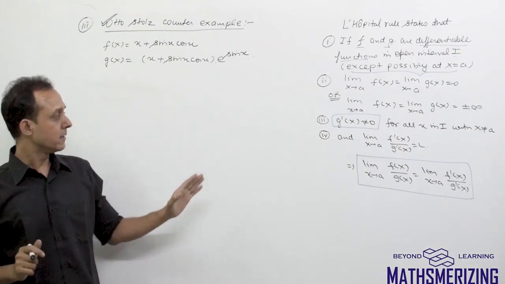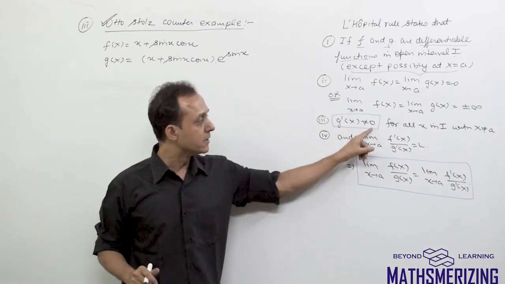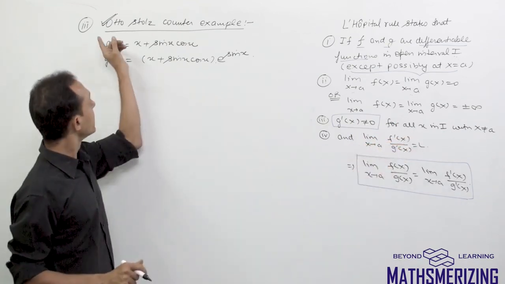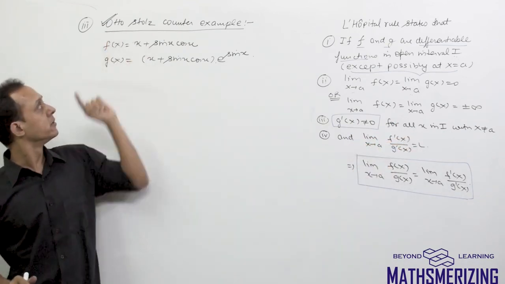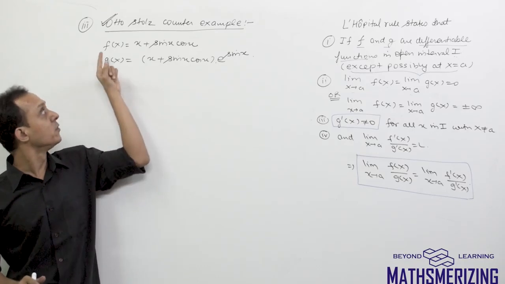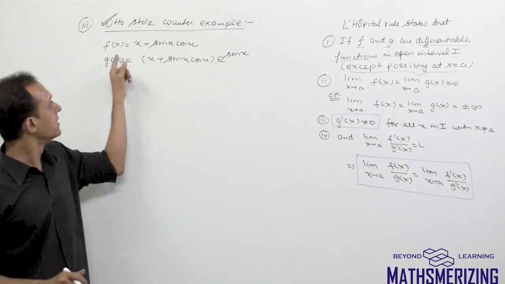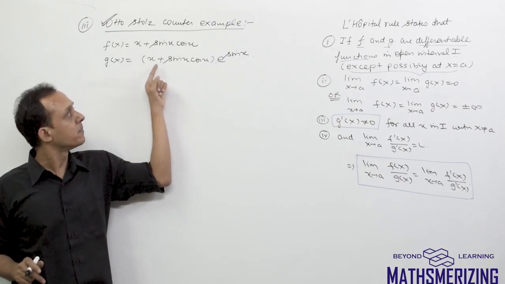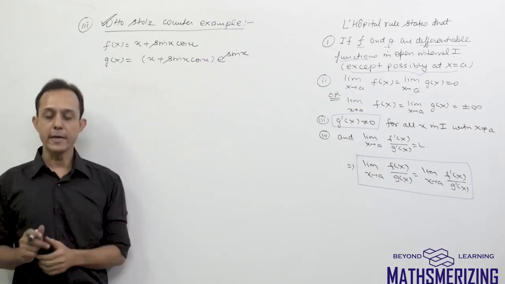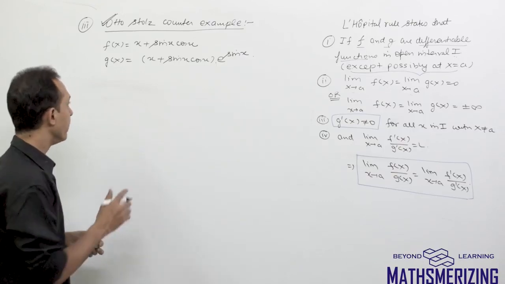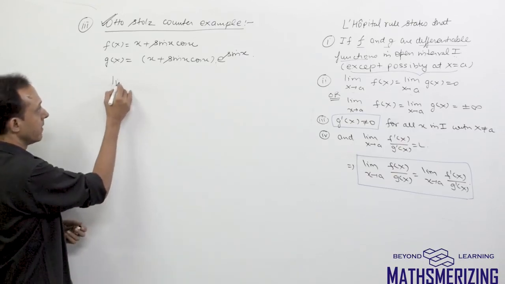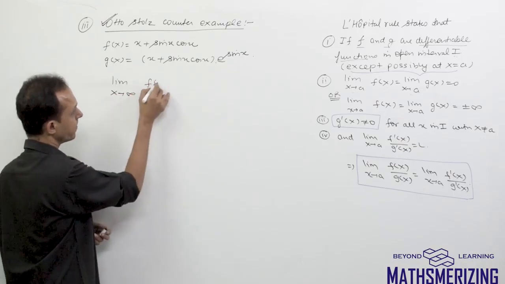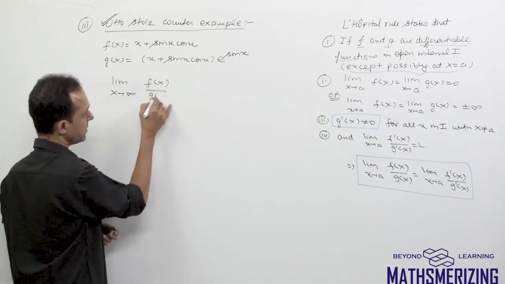Now for this third condition, that is g dash x should not be 0 in this interval I except possibly at a, I'll take up a counter example by the mathematician Otto Stolz. What he has done was he has taken two functions f(x) and g(x). f(x) is defined as x plus sin x into cos x, and g(x) as x plus sin x into cos x into e to the power sin x. And now we wish to calculate this limit, which is limit x tends to infinity of f(x) upon g(x).